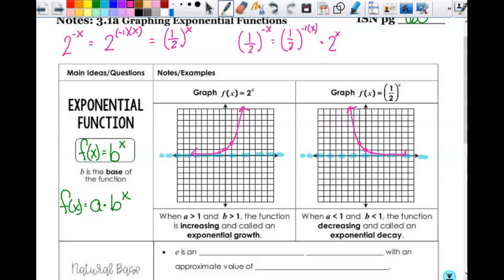So technically, we really only have to talk about one of these, because I can represent this as 2 to the negative x power, basically. But that's usually how we talk about them, because you can see that a little bit better, but that's what's happening with your growth and decay.